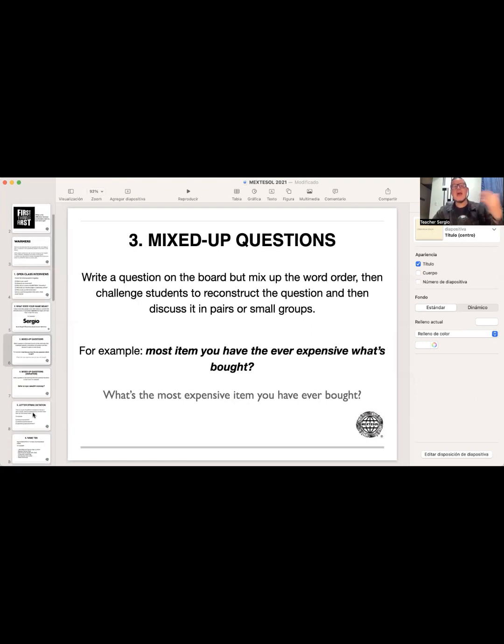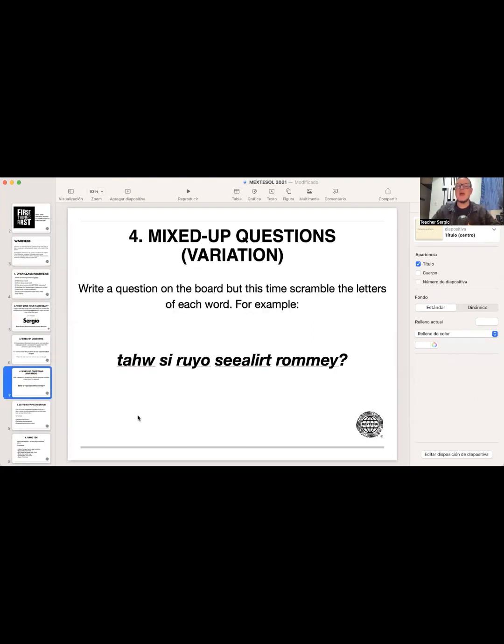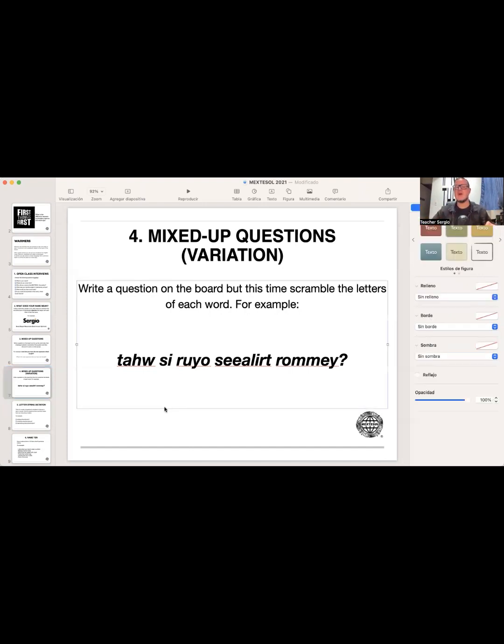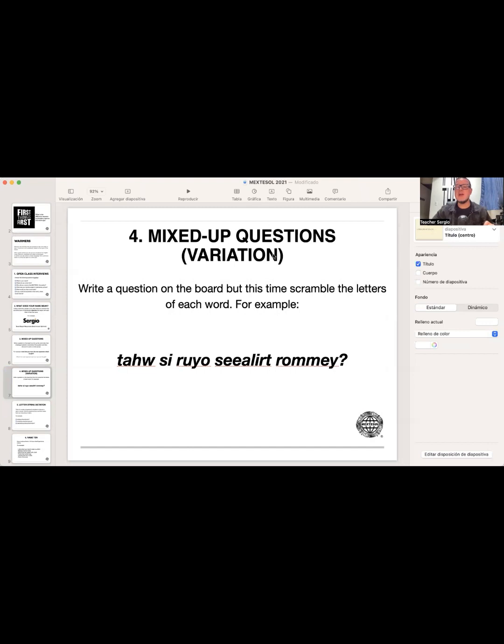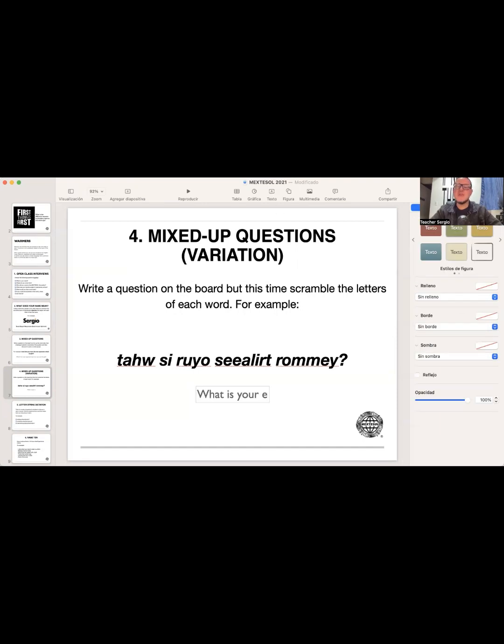Now, we have a variation on mixed up questions. And now, of course, you write again a question on the board, but this time you will scramble the letters of each word. For instance, we have this other question. What do you think the correct question should be, my friend? This one is complicated. Of course it is.